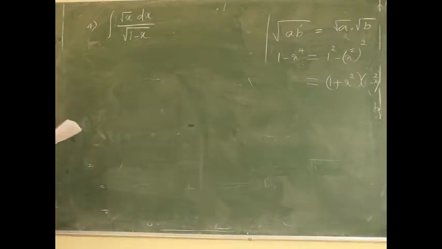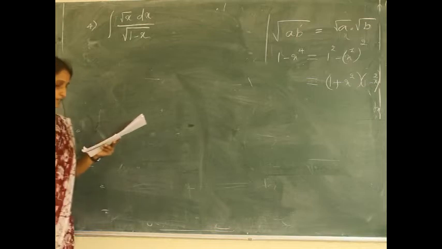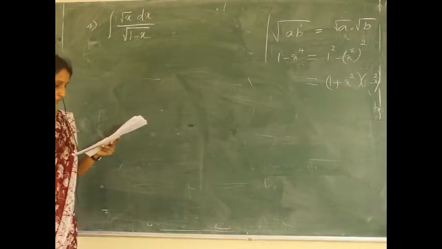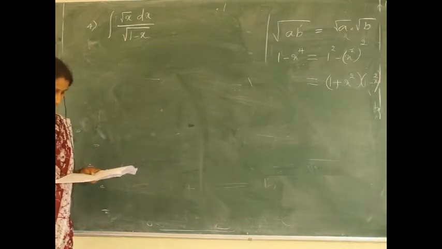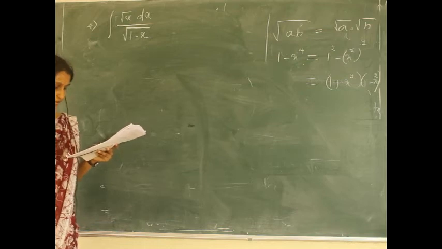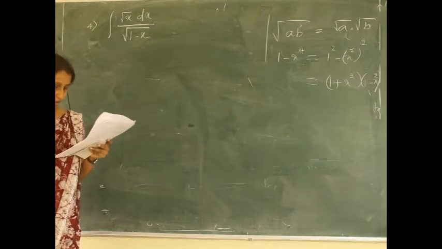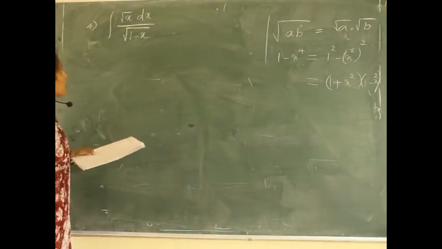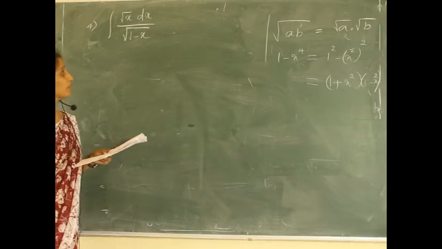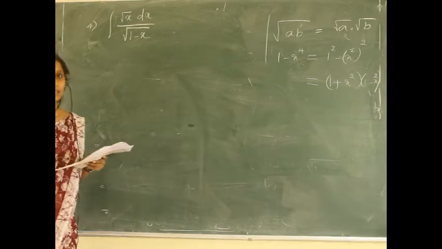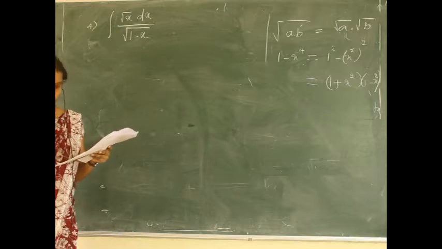So how to solve this? Options are given: 2 into root x minus tan inverse of root x plus c, and next one 2 into root x plus tan inverse root x. Then option C is 2 tan inverse x and option D is 2 tan inverse x minus root x. So how can we solve this? The integral of root x dx divided by root of 1 minus x.